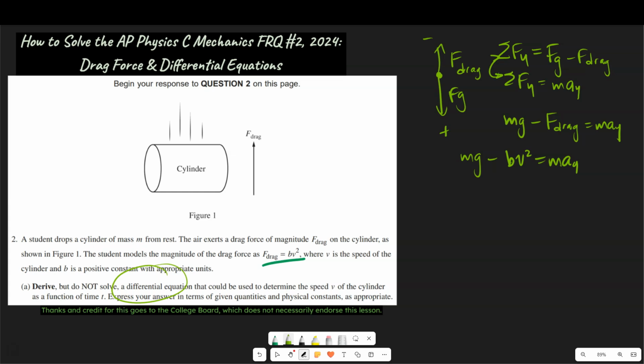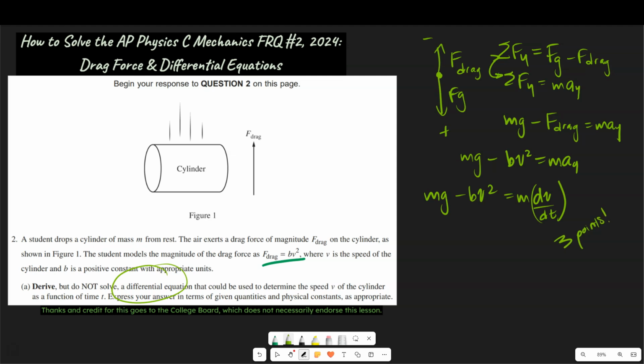So we're going to sub in for a something very meaningful. Let me show you real quick. mg minus bv squared is equal to mass times dv dt. So the derivative of the velocity function with respect to time is our acceleration function. We've just written it in a different way. And if you're able to do that, that's an easy 3 points right there.